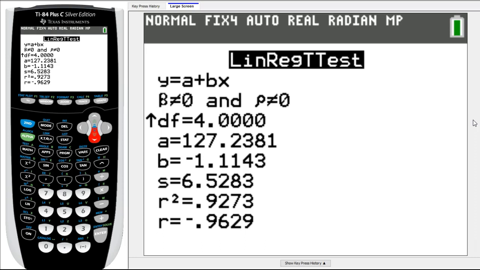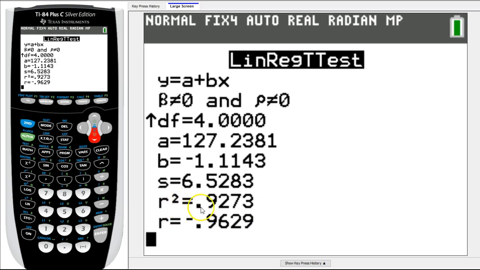Now, I also want you to take a look at this R squared value. This R squared value is called the coefficient of determination. When this R squared value is expressed as a percent, it represents the percent of variation in the predicted variable that is explained by the variation in the independent variable. 1 minus R squared, when expressed as a percentage, represents the percent of variation in y that is not explained.